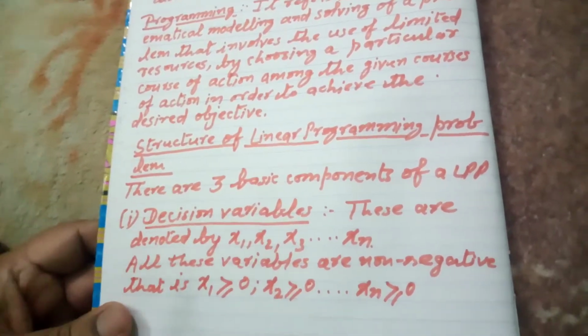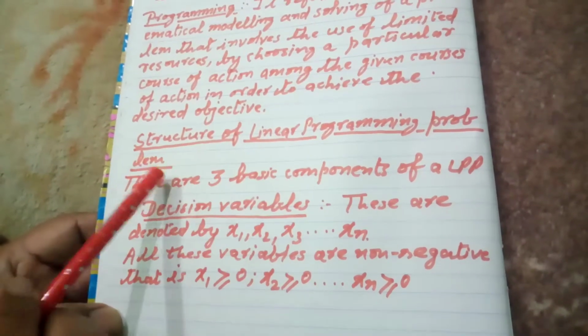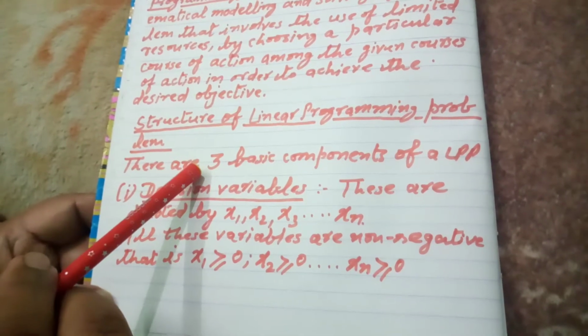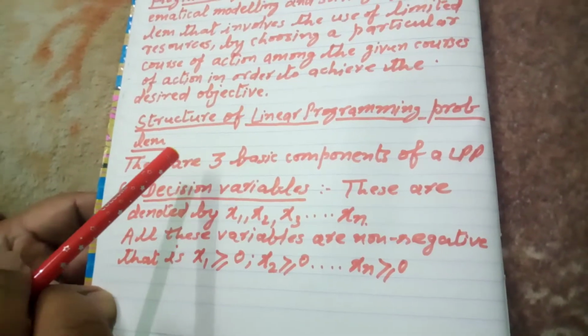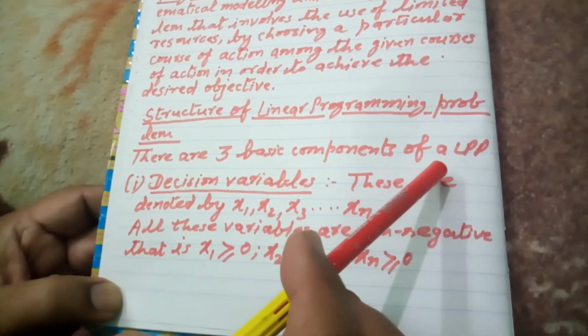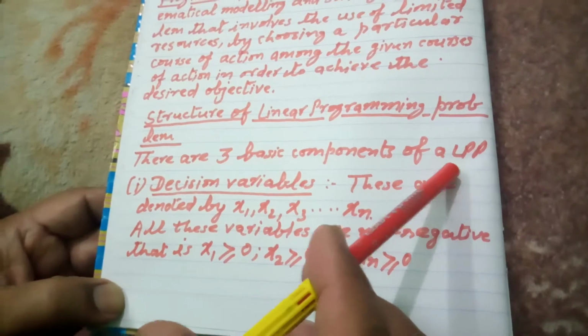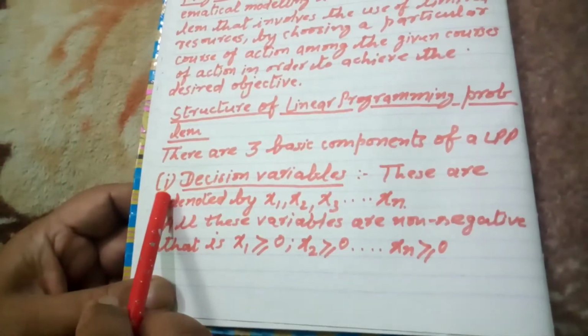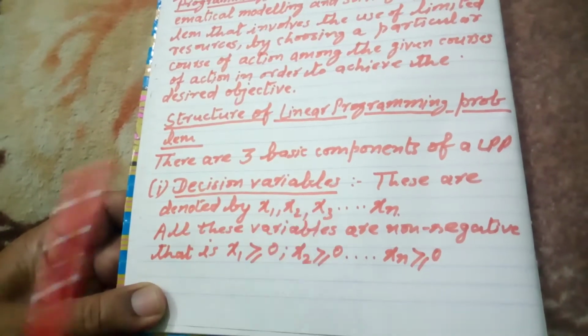Now we come to the structure of a linear programming problem. By structure we mean what are the components of a linear programming problem. So there are three basic components of any linear programming problem. Now what are those three components? The first one is decision variables.